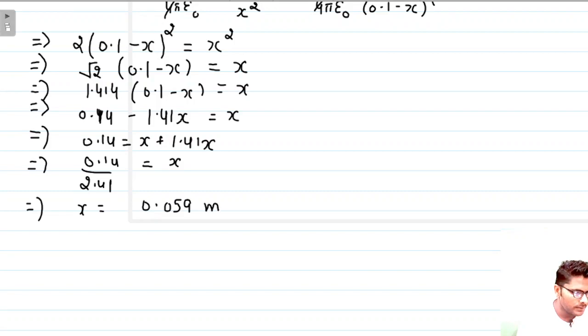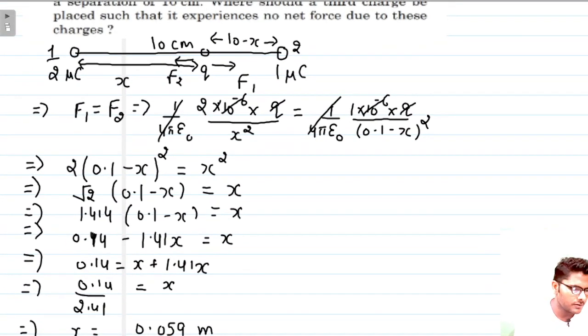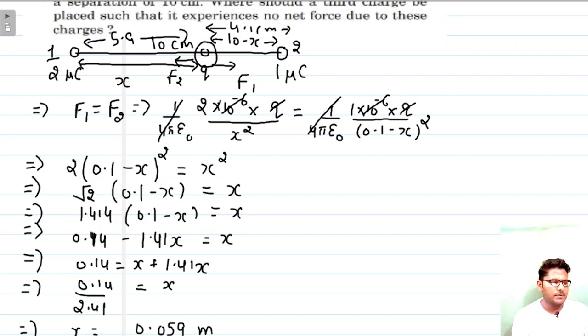0.059 meters, and so you may write it in centimeters as 5.9 centimeters. So our charge q is placed at a distance of 5.9 centimeters from the first charge, and the remaining distance will become 4.1 centimeters. Okay, so moving on to the next question.